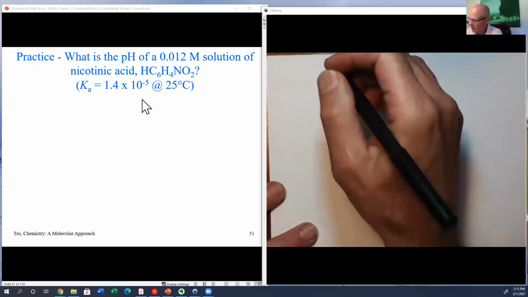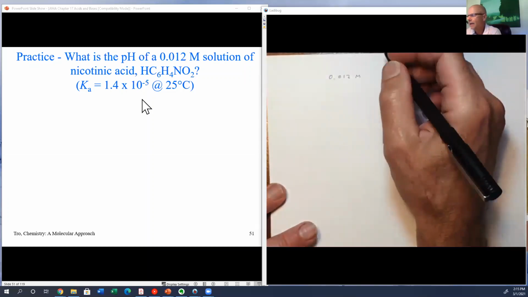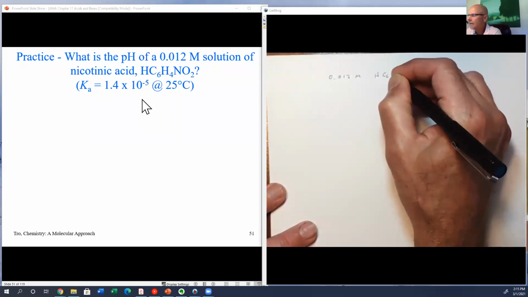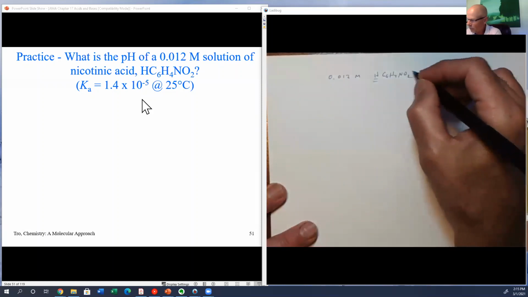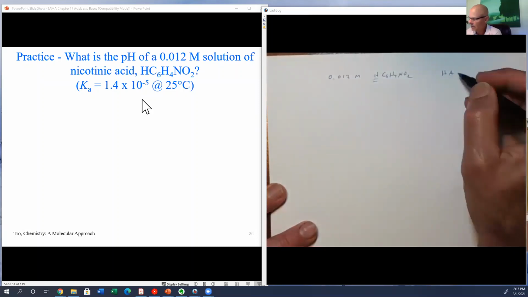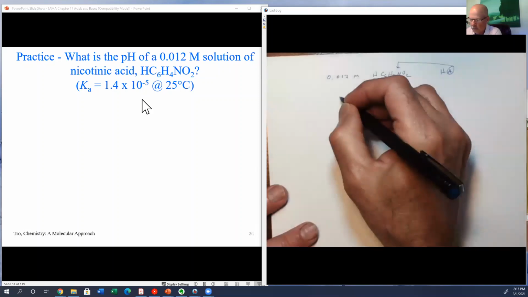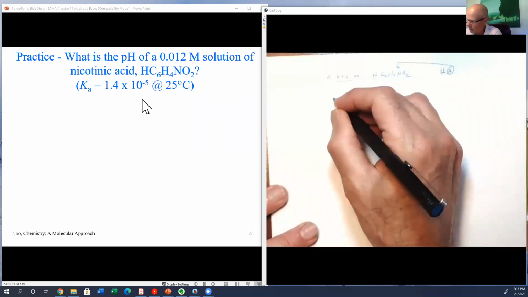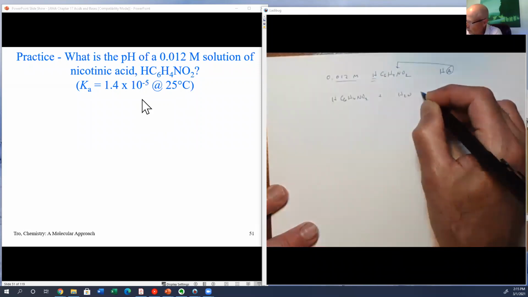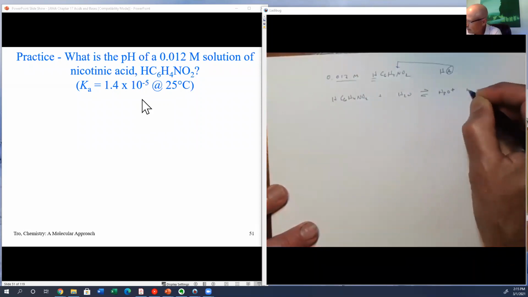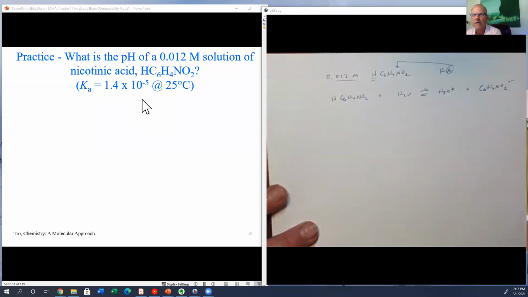So what's the pH of a 0.012 molar nicotinic acid? And by the way, you can write these formulas like this, right? Here's the weak acid. The basic formula is always going to be HA, so that A is that, okay? And then we have the initial concentration, right? So we've got to write the equation: HC6H4NO2 plus H2O in equilibrium with H3O plus and C6H4NO2 minus. Again, that same equation again, okay?